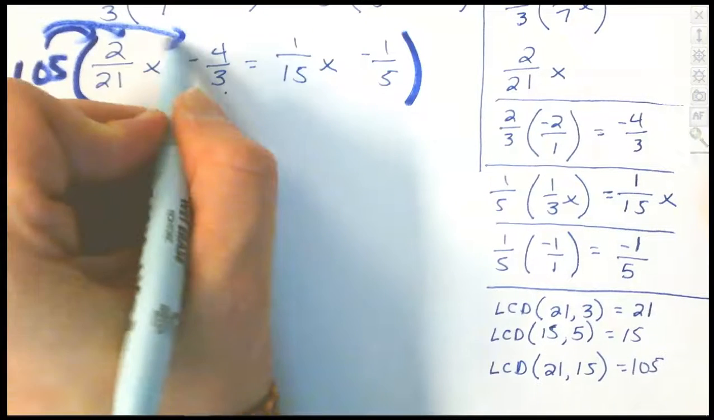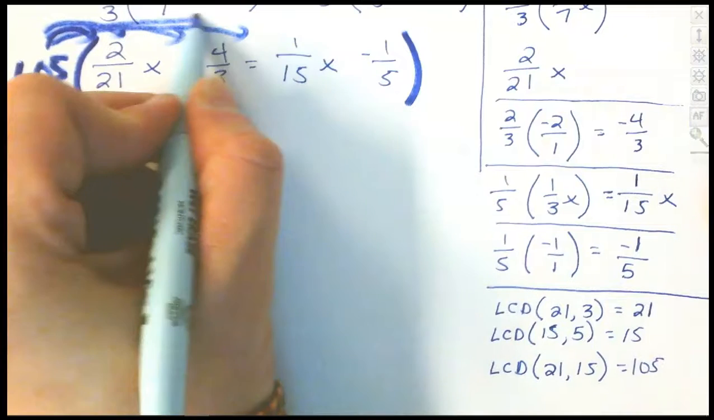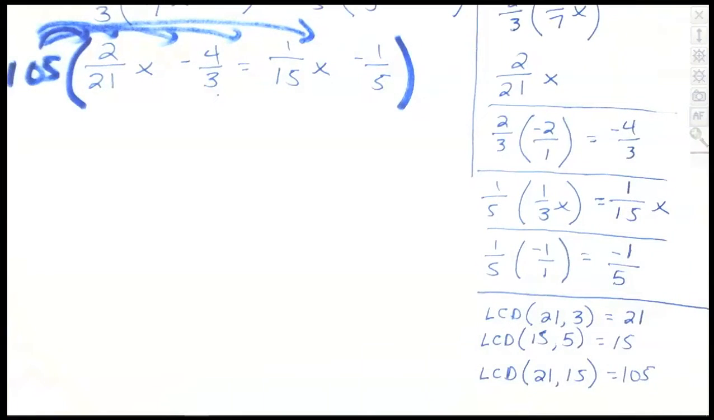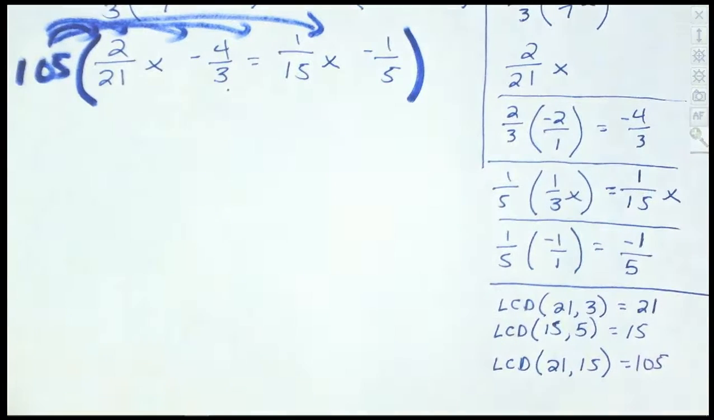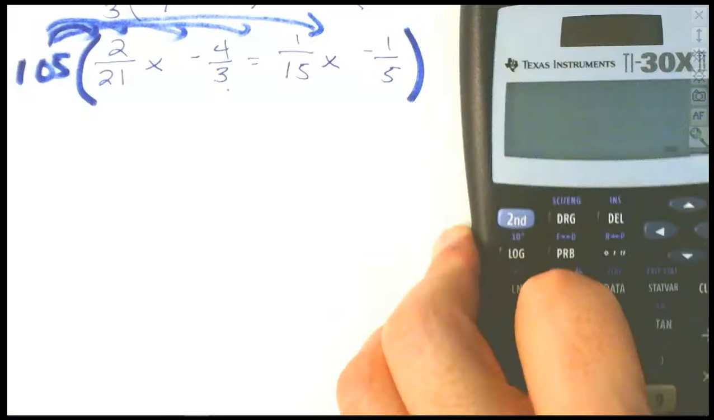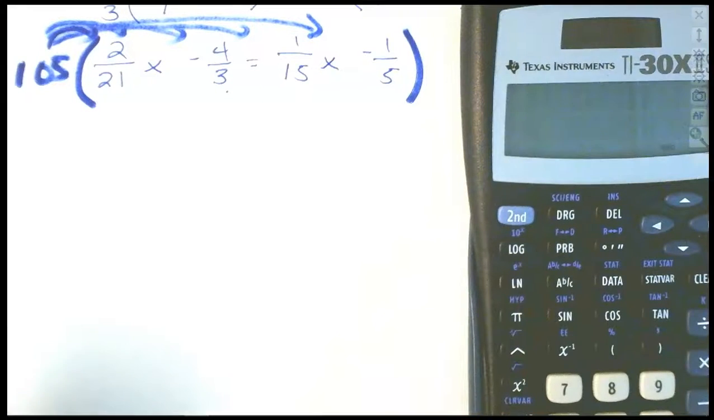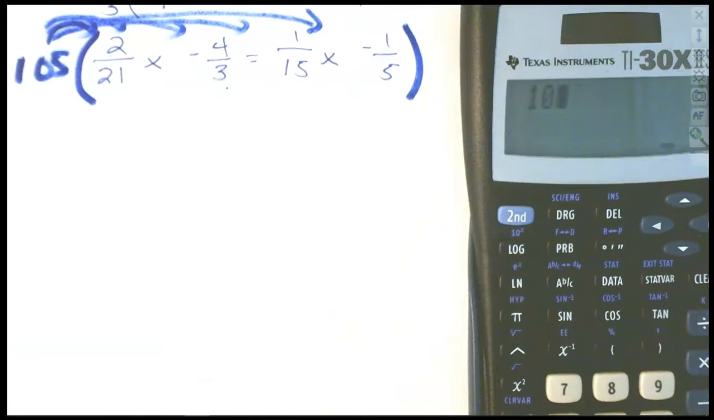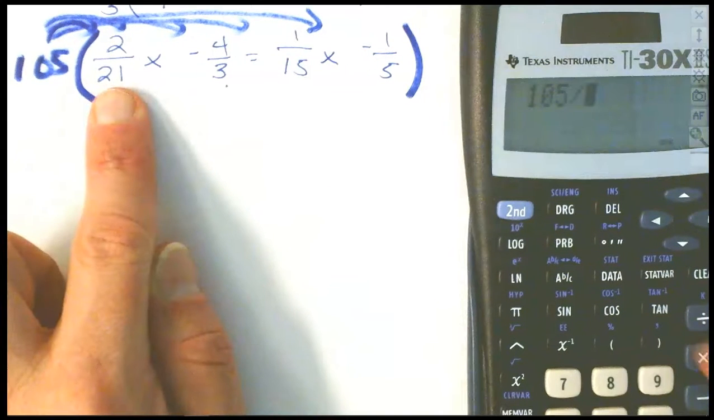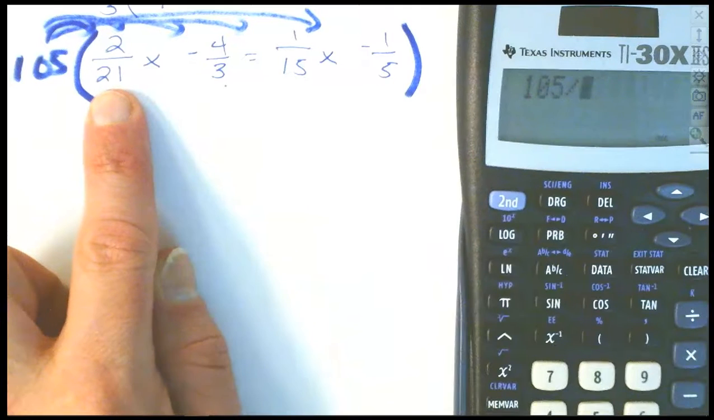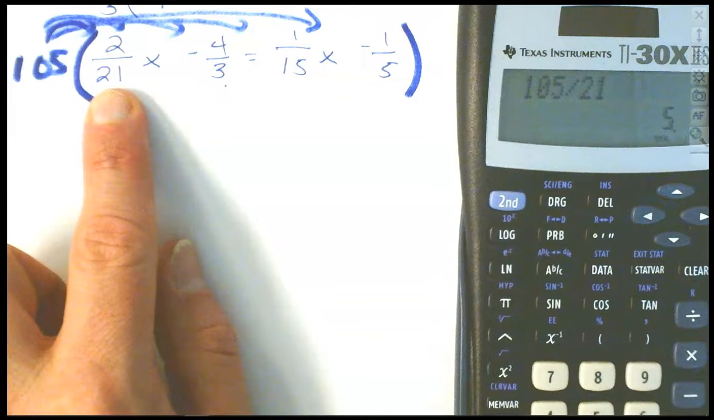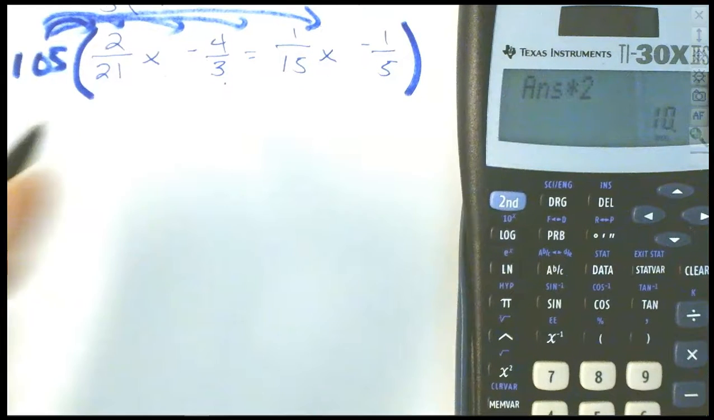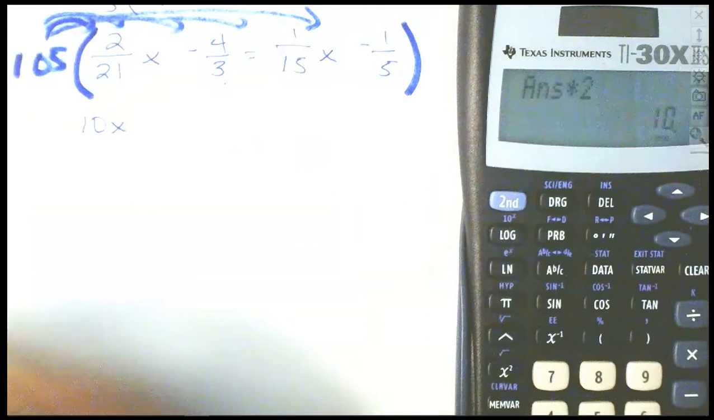And how does that work? Divide by the number down below, multiply by the number on top. You can do it mentally. I'm going to use a calculator so you can see the steps. So what did I do? We take our 105. What do we do? Divide it by what? 21. Yep, divide it by the 21. What does that give you? 5. Multiply it by what? 2 on the top. And that leaves you now with 10x.